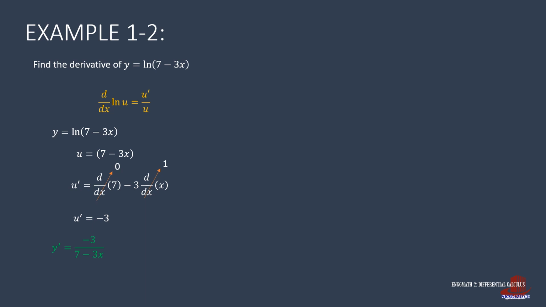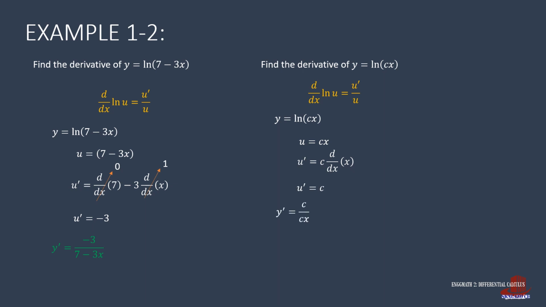The second example has y is equal to ln of cx, where u is cx and its u prime is solved as c times the derivative of x, and that is simplified as c. So y prime is c over cx, where we can cancel out the c's, leaving y prime as 1 all over x, or x raised to negative 1.